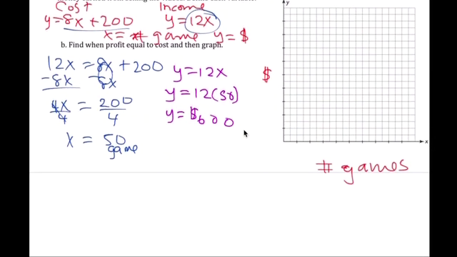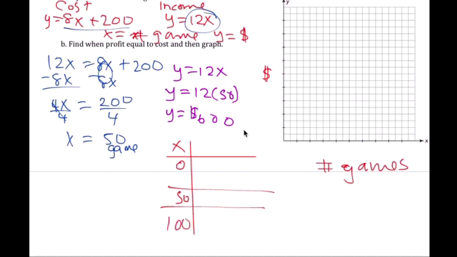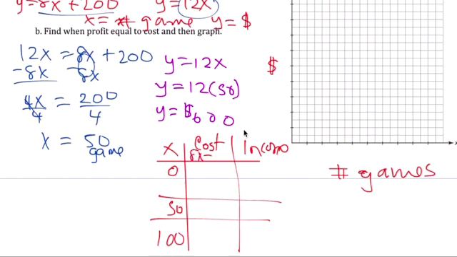So when you're graphing, I would choose these numbers here. I would choose x to be 0, 50, and then a bigger number, another 50, 100. This is the cost, and this is the income. Cost is 8x plus 200, so 8 times 0 plus 200 is 200. Income is 12 times x, so 12 times 0 is 0.